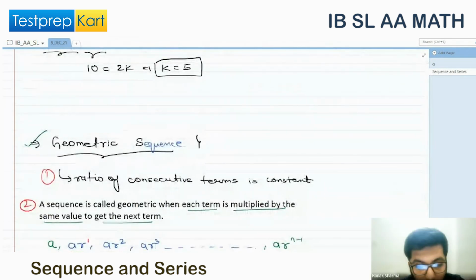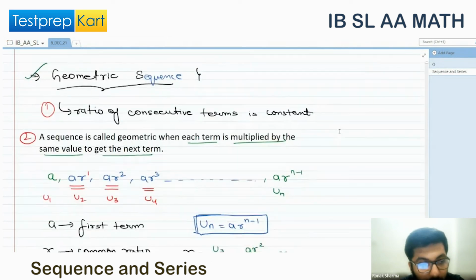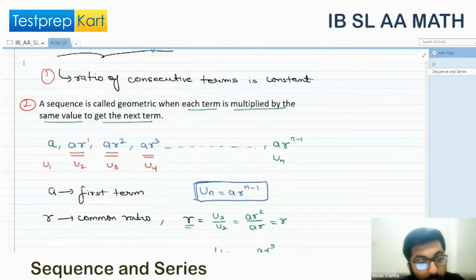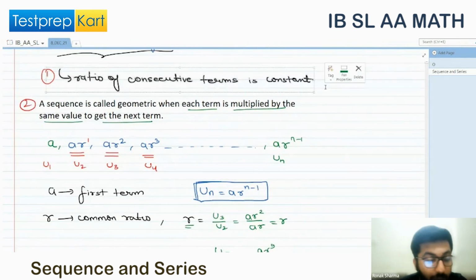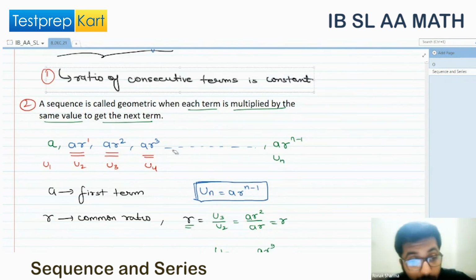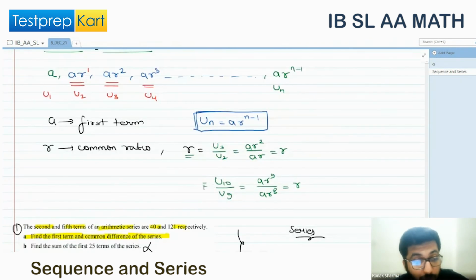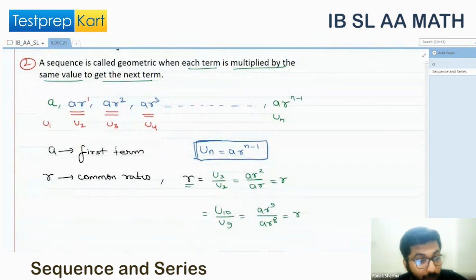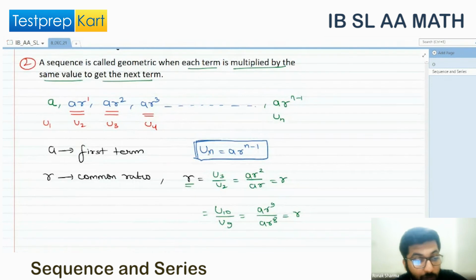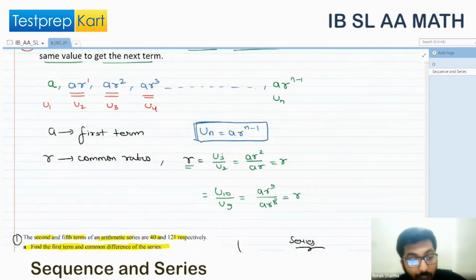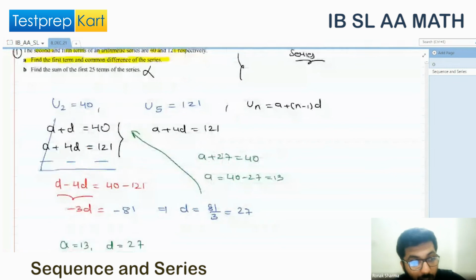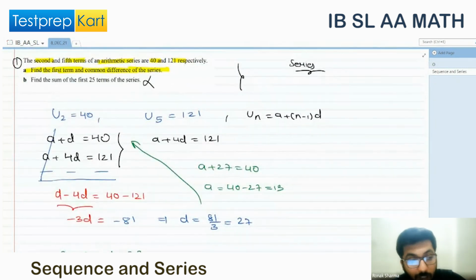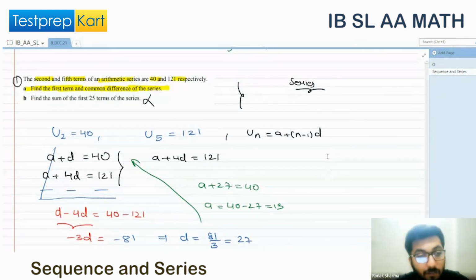Then we did the last one, the geometric sequence, in which we have the definition of the ratio. The ratio of a and b is given by a by b, the ratio of c and d is given by c by d. So the ratio of consecutive terms is constant. Here we can see that u3 by u2 and u10 by u9 will give the same thing, that is r only, the common ratio. So a is the first term, r is the common ratio, and u_n, the nth term formula, is given by a into r to the power n minus 1. Then we did the last question, in which we saw how we can calculate a and d when they give us any two conditions on the sequence.